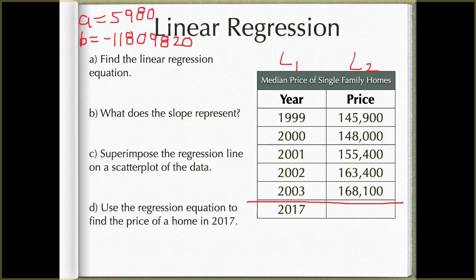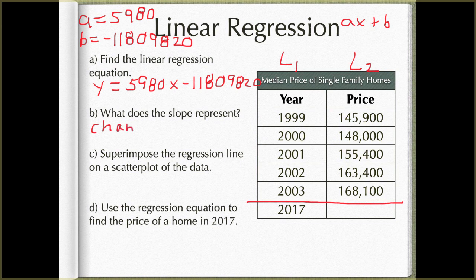And if you remember when we did linear regression, it says AX plus B. So we're just going to plug these in. So we have Y equals our slope 5980 X minus 1180980. That is our linear regression equation. And then the next question, part B. What does the slope represent? It represents the change in cost each year. So in this case, it's saying how much the median price of a single family home changes each year.